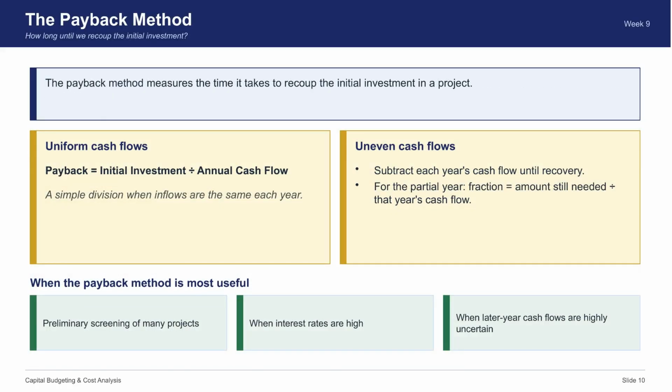The payback method answers how many years it takes to recover the initial investment. For uniform cash flows, divide the investment by the annual inflow. With uneven flows, subtract each year's inflow until 0 and then calculate a partial year fraction. It serves as a fast screening tool when later cash flows are uncertain.